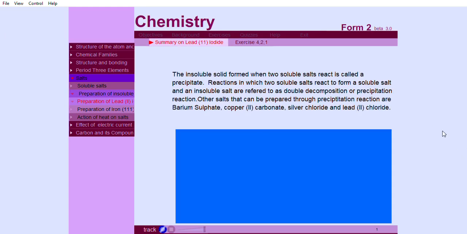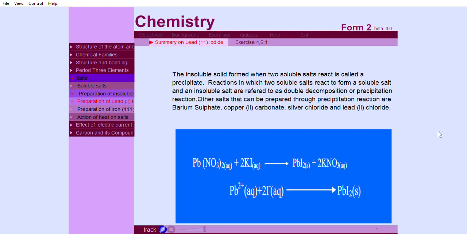The insoluble solid formed when two soluble salts react is called a precipitate. Reactions in which two soluble salts react to form a soluble salt and an insoluble salt are referred to as double decomposition or precipitation reactions. Other salts that can be prepared through precipitation reaction are barium sulfate, copper-2 carbonate, silver chloride, and lead-2 chloride.